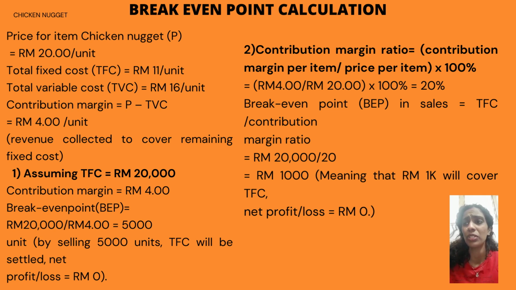Next, we will see the contribution margin ratio, where contribution margin per item is divided by price per item times 100%, where 4 ringgit divided by 20 ringgit times 100% will be 20%. The break-even point, BEP in sales, is TFC per contribution margin ratio, where 20,000 divided by 20% gives you RM 100,000, meaning that this will cover the TFC, where there is no net profit or loss in our company.